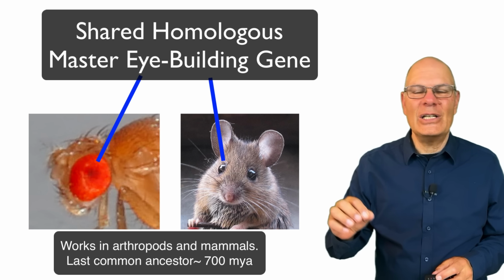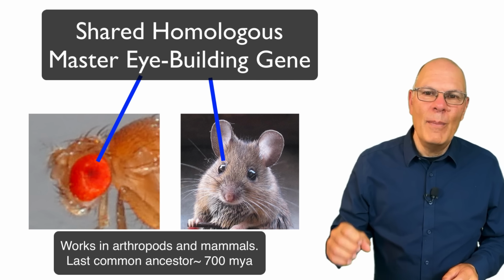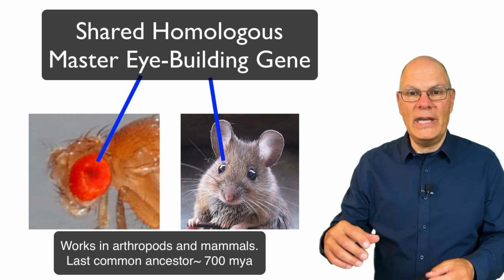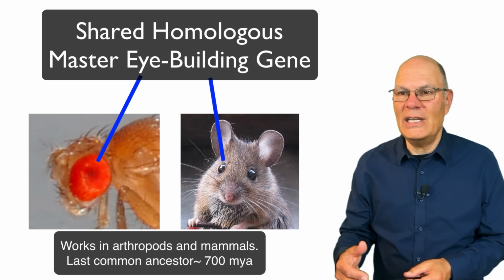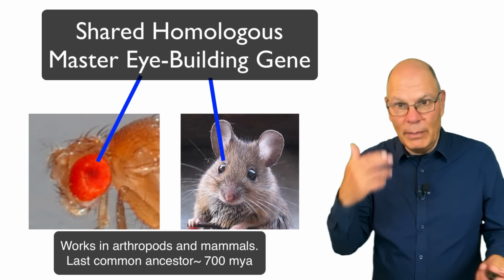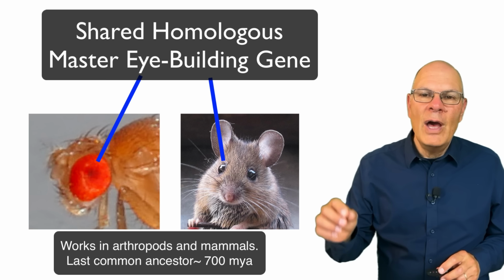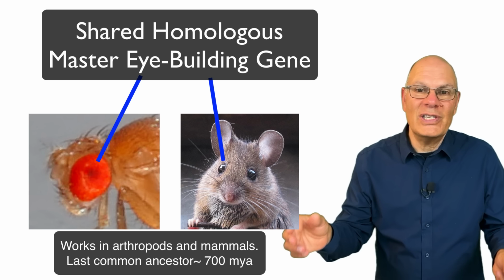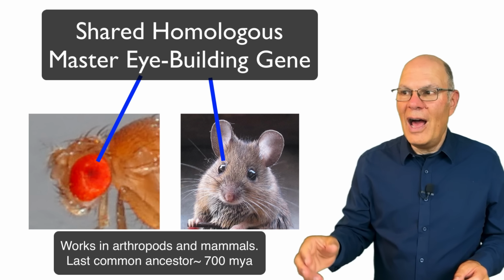In other words, this doesn't control the eye. The eyes are quite different, but it basically says, build an eye. In a fruit fly, it'll build a compound eye that's common to insects, and in a mammal, it'll build the kind of eye that we have. But there's a master switch that's common to all animals that have eyes that controls eye development.